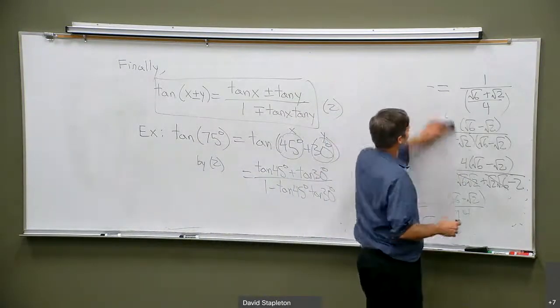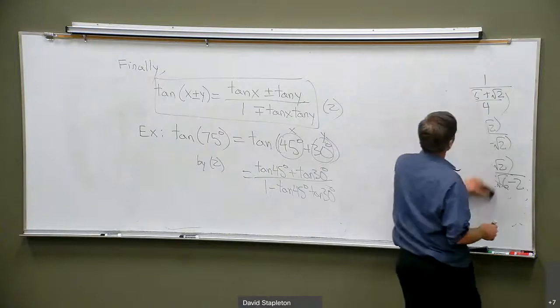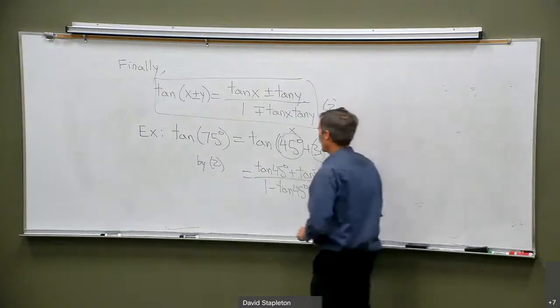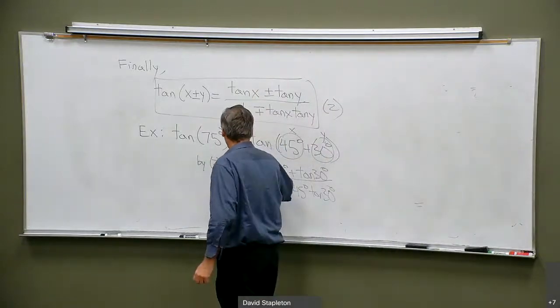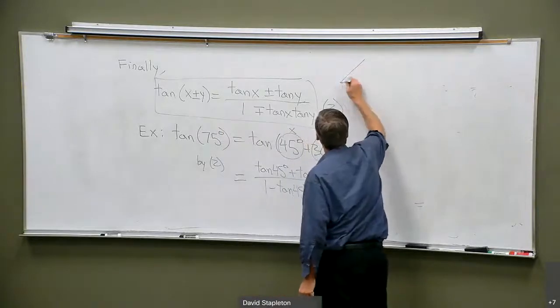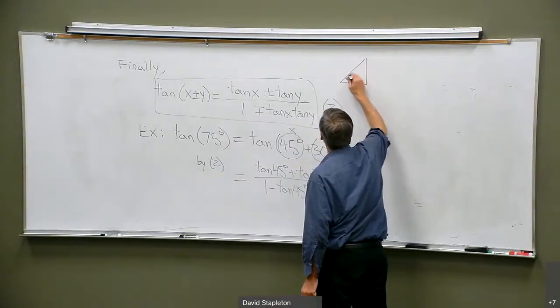I feel like Barney saying special all the time, but that's what all the books use anyway. So it's equal to that, and now I just have to be able to evaluate these things. So I'll run again to the triangles, or you can use the unit circle if you prefer. There's a 45, 45, 90.